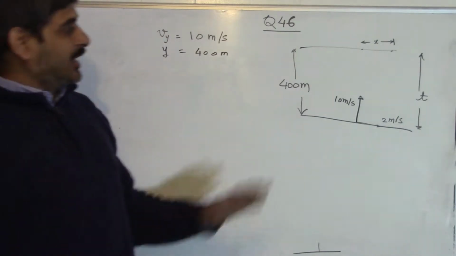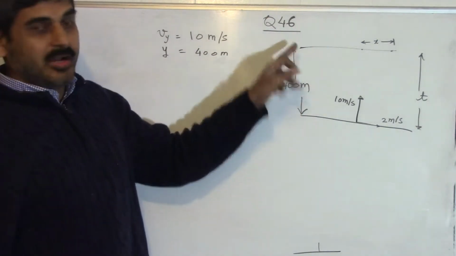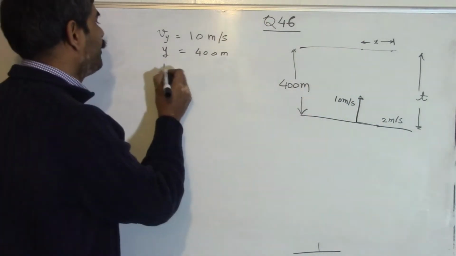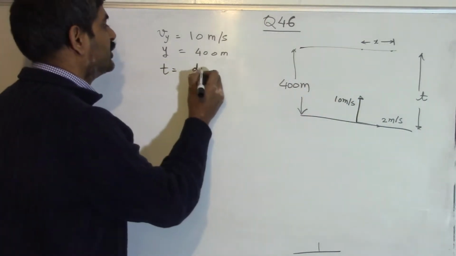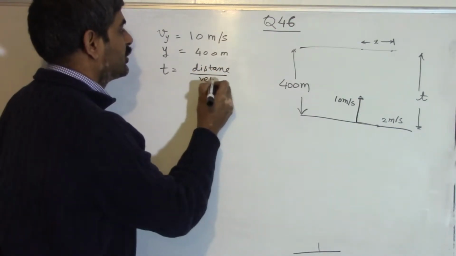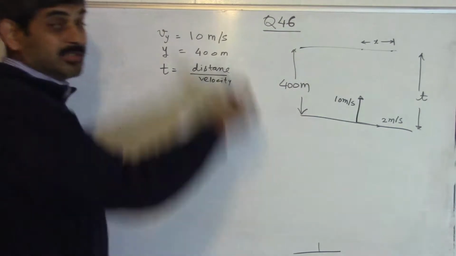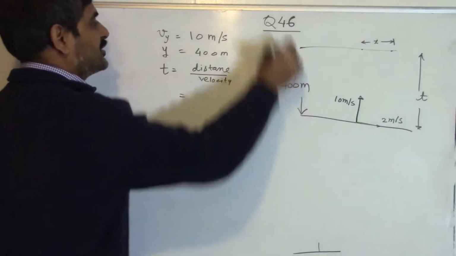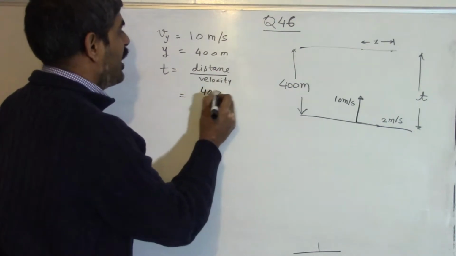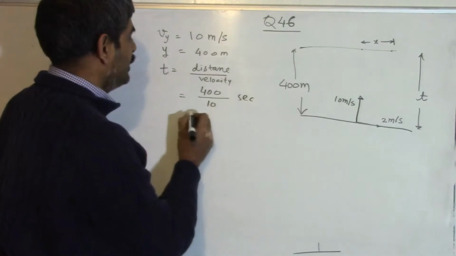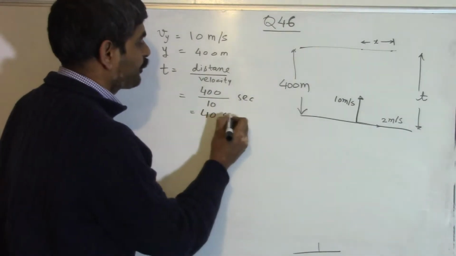And the time taken from here to here, everything in the y direction, will be given by time equal to distance upon velocity. Both are measured in this y-axis direction. The y-axis distance is 400 meter and the y-axis velocity is 10 meter per second. So this is 40 seconds.